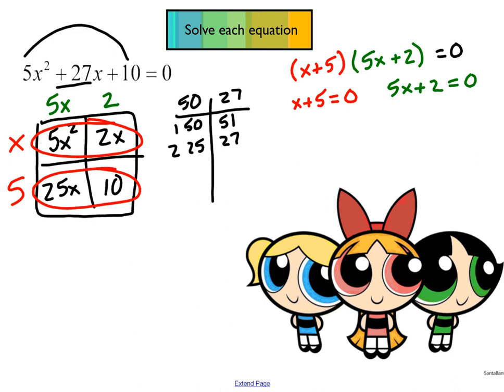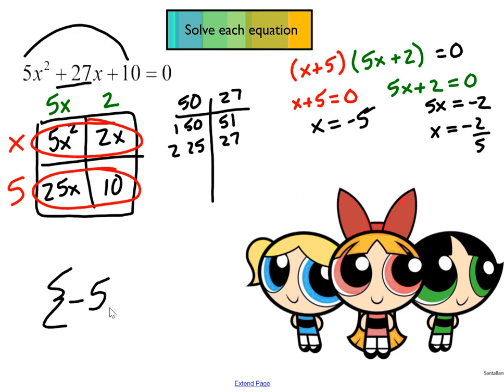For my first one, I can subtract 5 on both sides on the red one, so I get x equals negative 5. My green equation, I have 5x plus 2 equals 0, so I'm going to subtract 2 on both sides, so I get 5x equals negative 2. Then I'm going to divide both sides by 5, so I get x equals negative 2 over 5. My smaller number is negative 5, so I'm going to say negative 5, comma, negative 2 over 5. This is my answer.